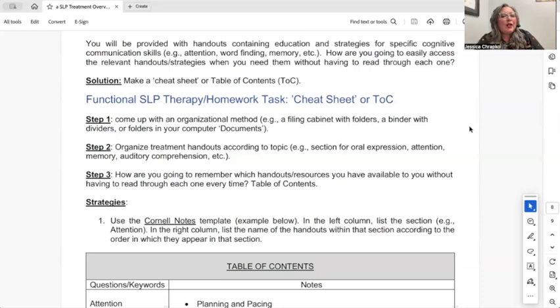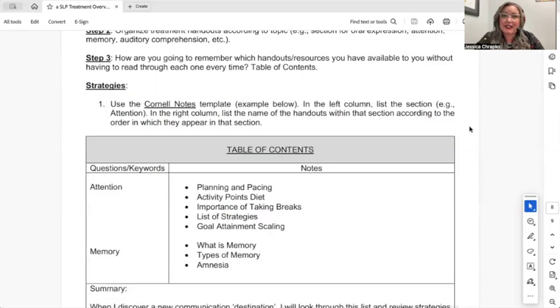Step 3, how are you going to remember which handouts and resources you have available without having to flip through your entire book every single time? This is where the table of contents comes in handy. I suggest to my clients that they can practice using the Cornell Notes template. See another video for details on that.